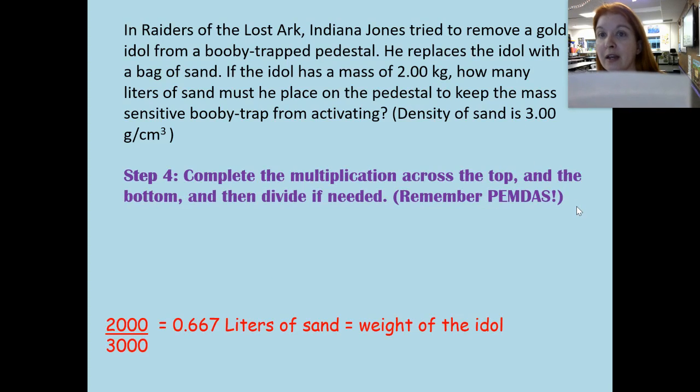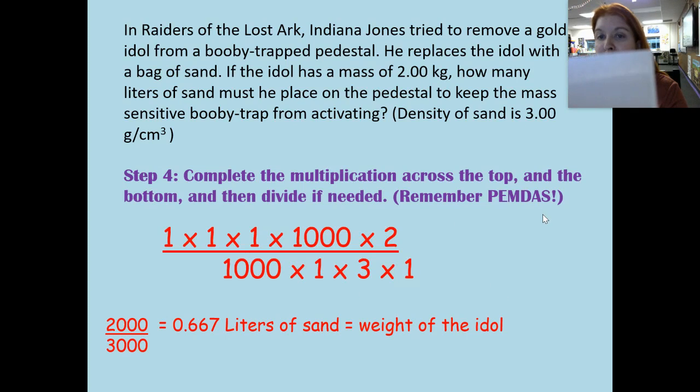So we've got that. Then you're going to complete the multiplication across the top and across the bottom, and then divide if needed. So we have 1 times 1 times 1 times 1,000 times 2 divided by 1,000 times 1 times 3 times 1. So it literally comes down to 2,000 divided by 3,000, or 0.667 liters of sand, which is the weight of the idol. And if you watch the video, you find out whether or not he actually did that or not.